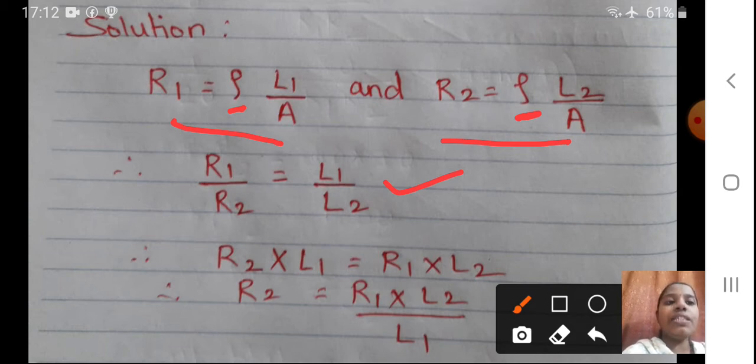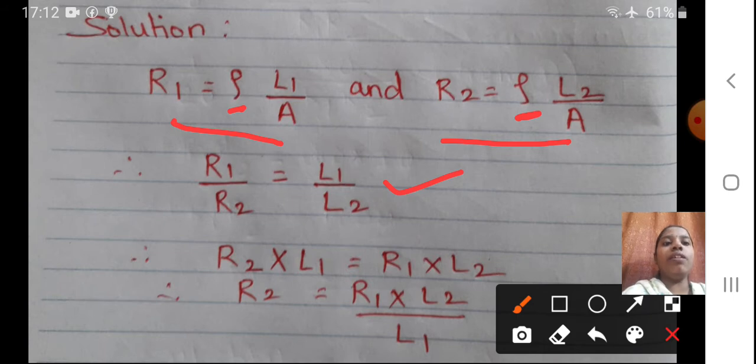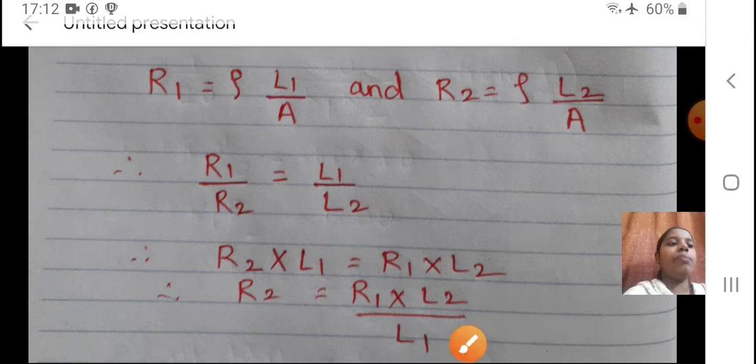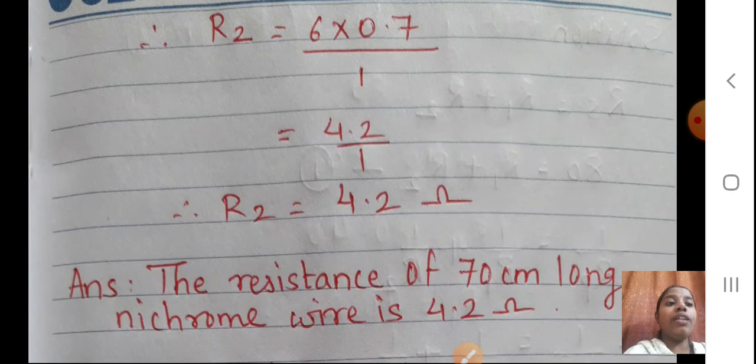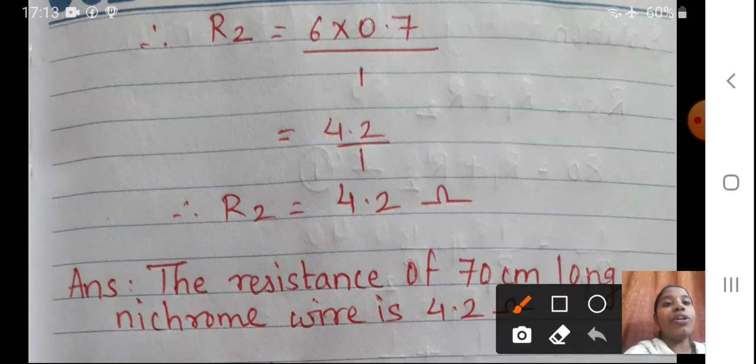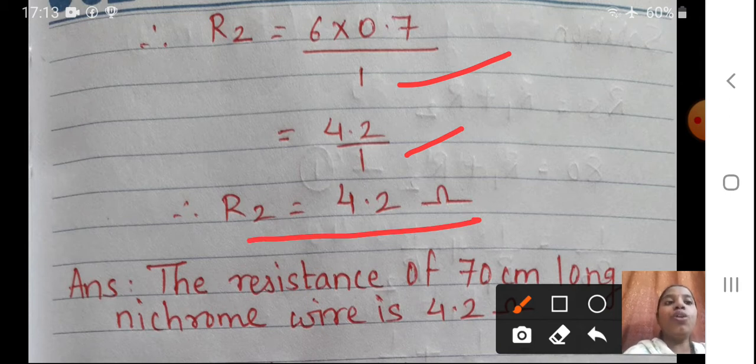When I cross multiply, students, you can see here, R2 multiplied by L1 is equal to R1 into L2. I have just cross multiplied these two terms. What I am interested in is finding R2, so R2 is equal to R1 multiplied by L2 upon L1. Now we have the values for everything, so we will substitute them. R2 is equal to 6 into 0.7 upon 1. So what you are getting is 4.2 upon 1. That is, your R2 value is 4.2 ohms.